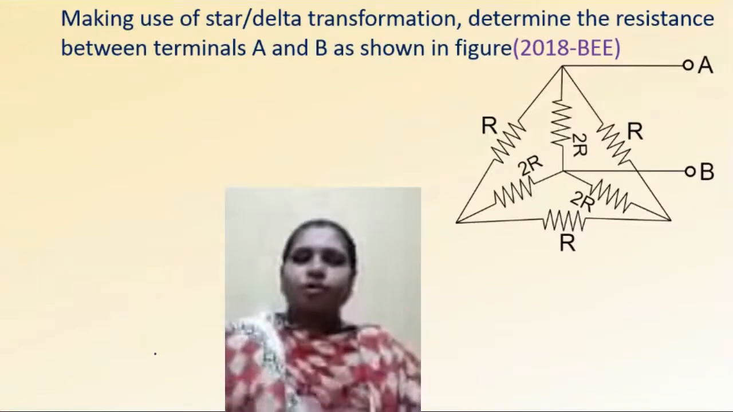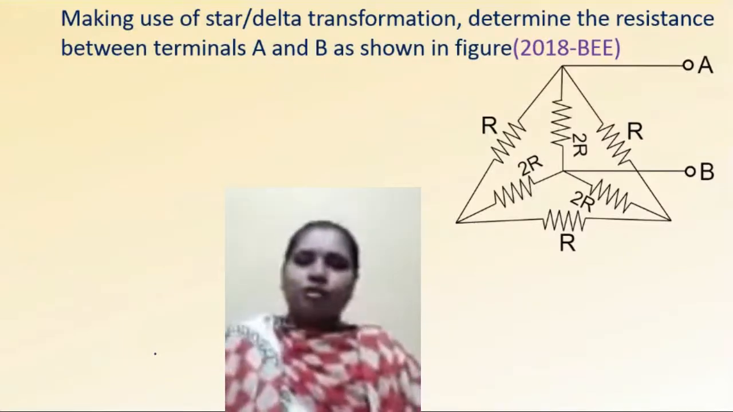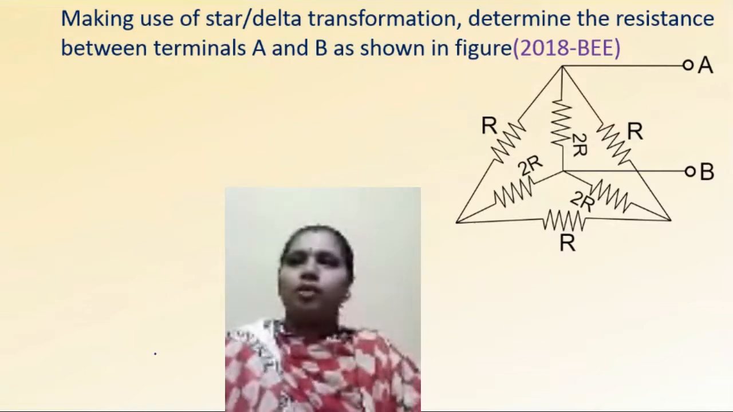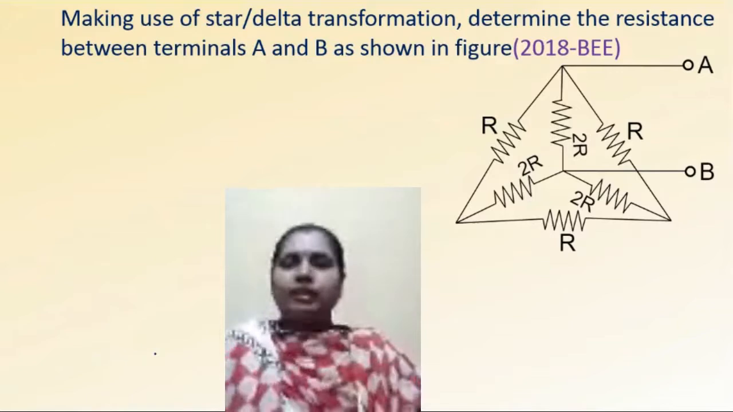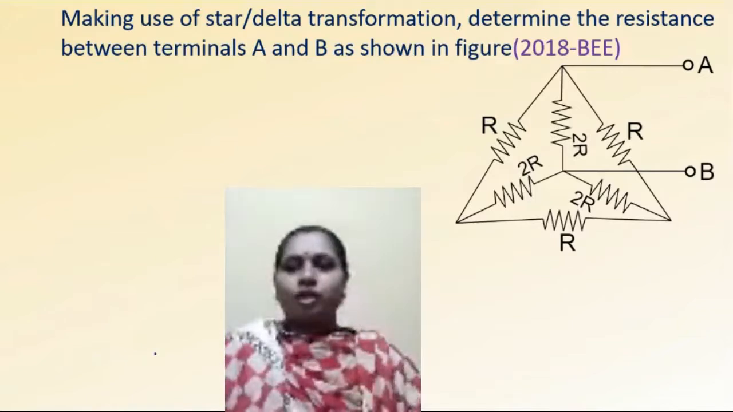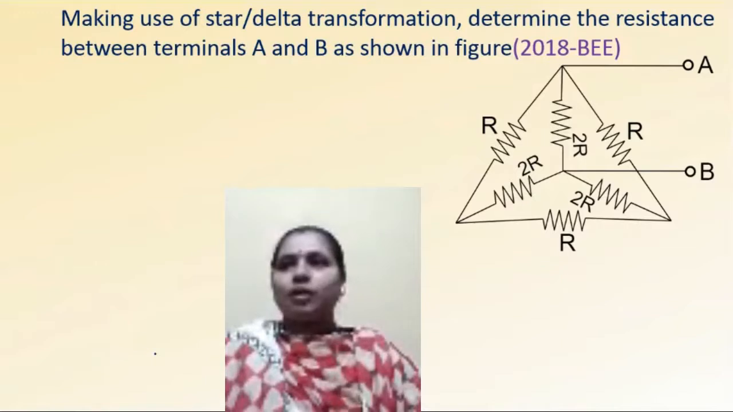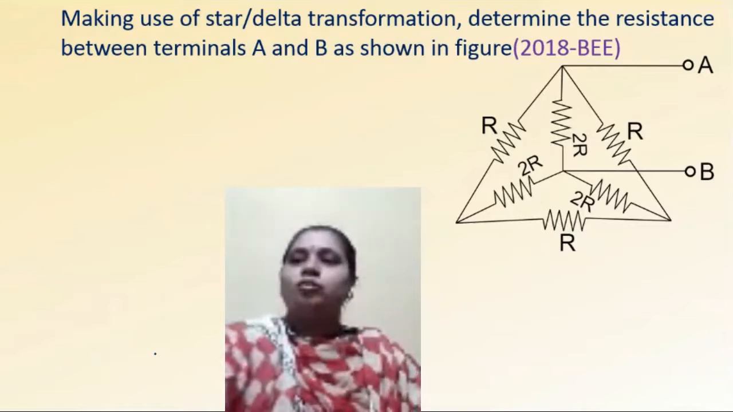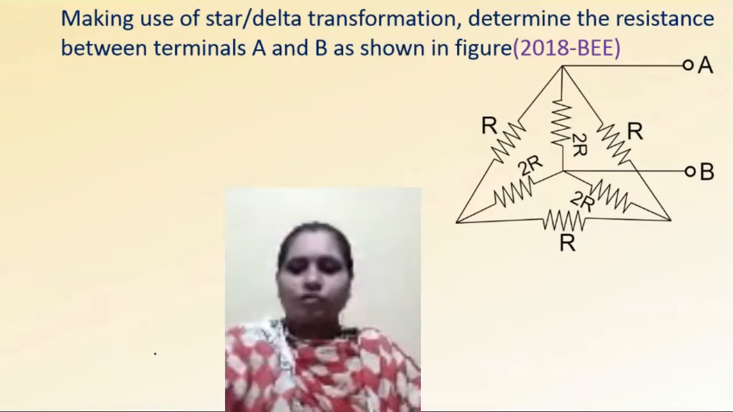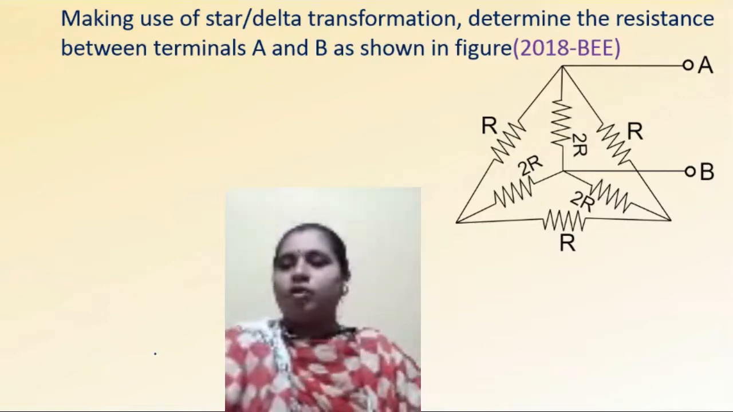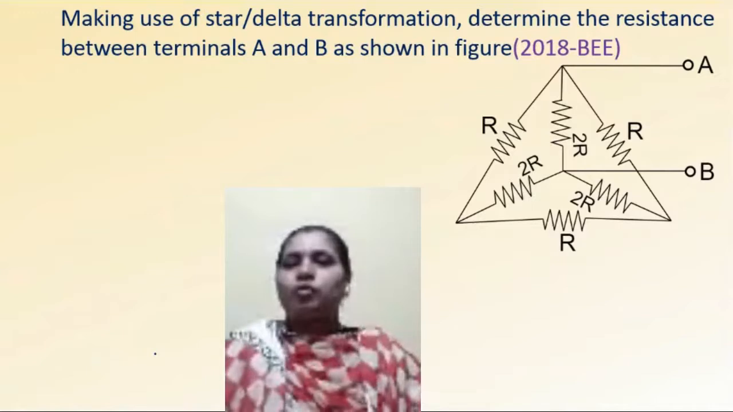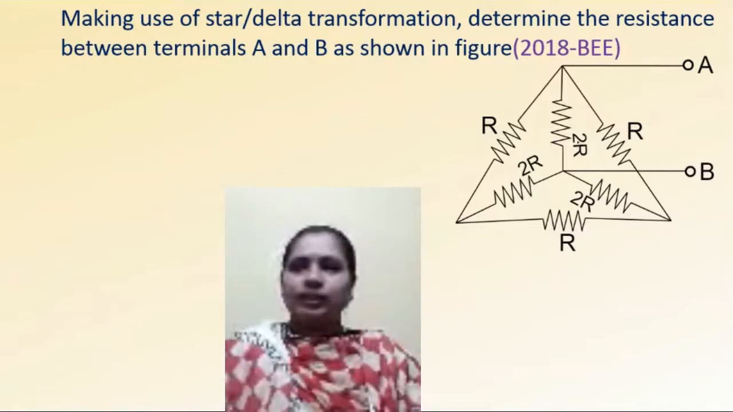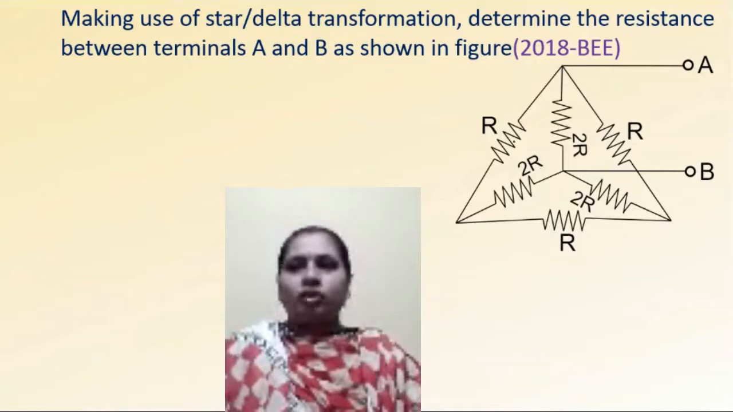Hello students. This is the continuation of our previous session, star to delta conversion. This is a problem from 2018, and the question is: making use of star to delta transformation, determine the resistance between terminals A and B as shown in the figure. We are going to use star to delta transformation to convert this star into delta and find the equivalent resistance. You can either convert the inner star to delta or the outer delta to star.